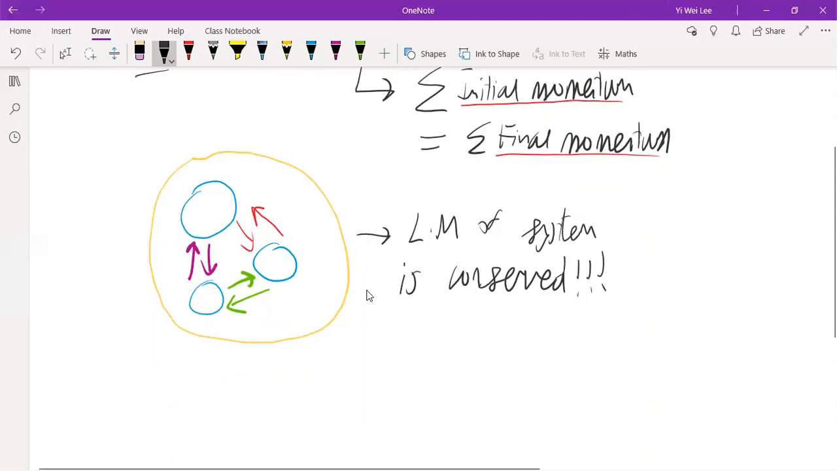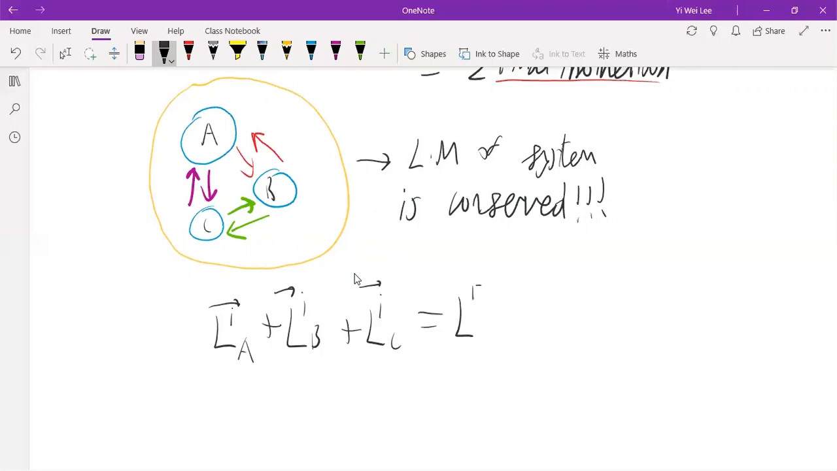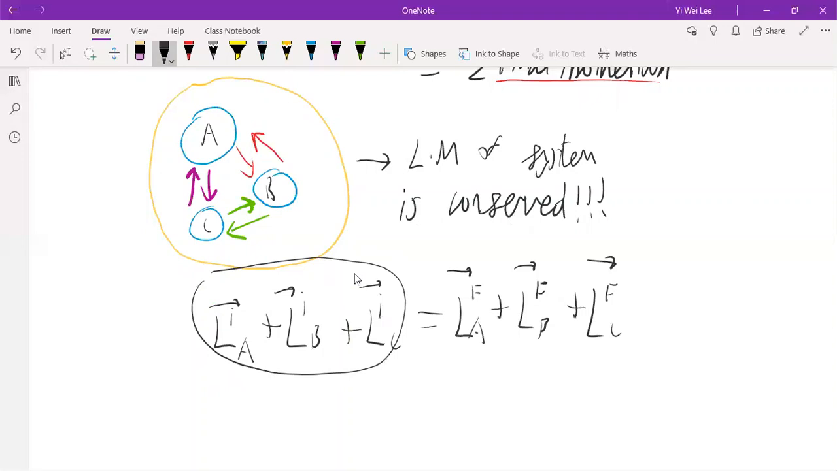In other words, if I say this is A, and this is B, and this is C, it means that the initial linear momentum of A plus the initial linear momentum of B plus the initial linear momentum of C is equal to the final linear momentum of A plus the final linear momentum of B plus the final linear momentum of C. So let F be final and I be initial. The summation of initial linear momentum is equal to the summation of final linear momentum.